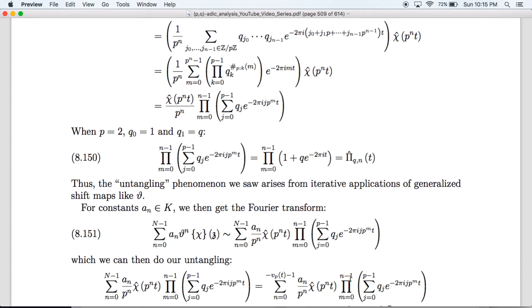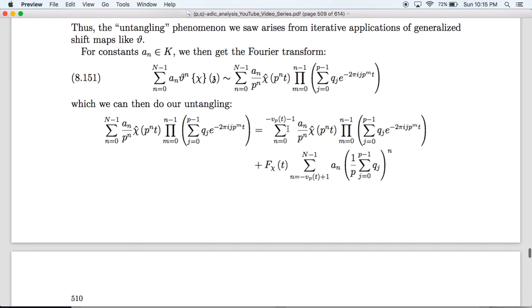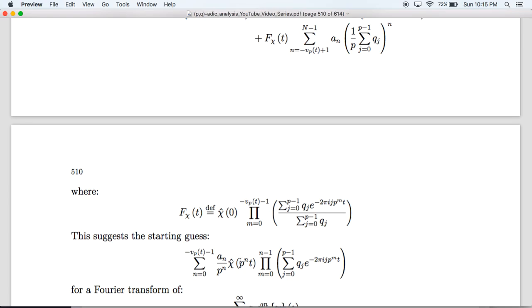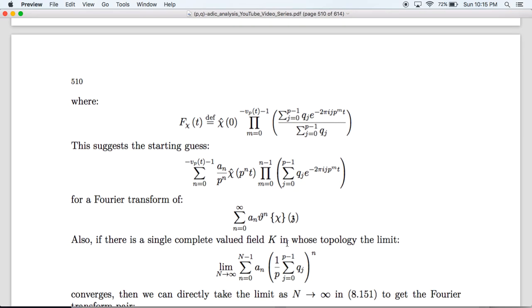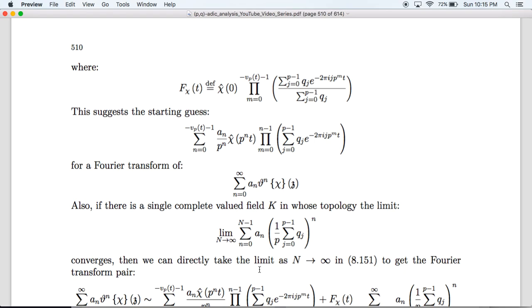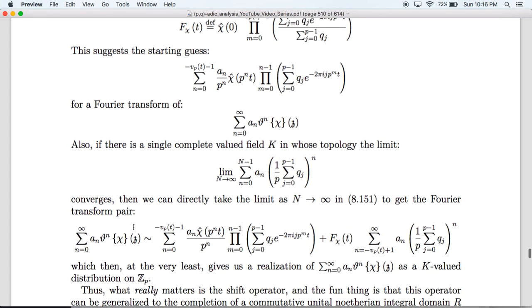And so for constants a_n and k, we then get the following Fourier transform pairs, which we can then do our untangling with as n goes to infinity, and we get that it looks like this, where f chi is this thing. This suggests that this formula is then a starting guess for a Fourier transform of this thing. Moreover, if there is a single complete valued field in whose topology this limit converges, we can then directly take the limit as n approaches infinity in the topology of k, and then we get the Fourier transform pair, which at the very least will give us a realization of this function right here as a k-valued distribution on Z_p.